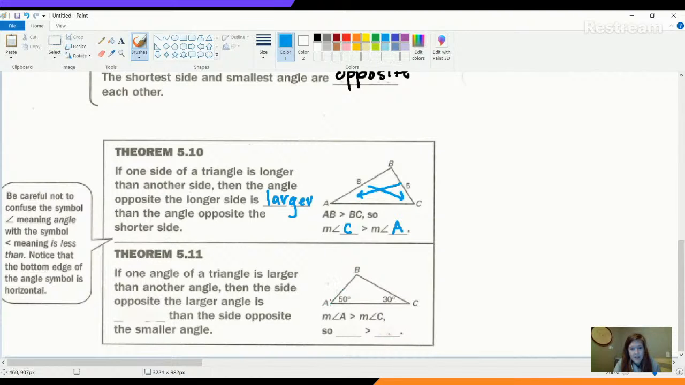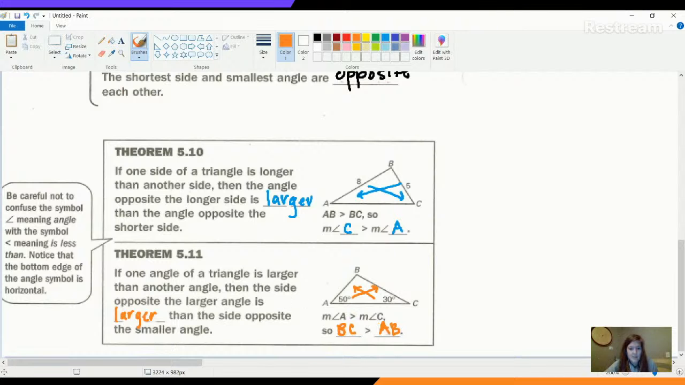And then 5.11 is the opposite of that. So we're going to talk about angles. In 5.11, it says if one angle of a triangle is larger than another angle, then the side opposite the larger angle is larger than the side opposite the smaller angle. So now we're going to look at this from the angle standpoint. Measure of angle A is bigger than the measure of angle C, right? And so that means that side BC is greater than side AB. So pretty straightforward stuff, right?